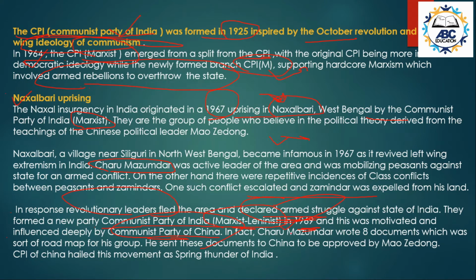In fact, ये पूरे struggle के time पे चारू मजुमदार, who we have discussed, leader of this particular uprising, he wrote historic 8 documents, and he had shared these documents with Mao Zedong, because basically ये पूरा जो नक्सलबारी अपराइजिंग है या ये जो पूरा आइडिया है of this uprising and all this armed struggle which this Communist Party of India is carrying out against the state, it is influenced by Mao Zedong, who is a Chinese revolutionary leader, and China also supported this movement which happened in India, and it termed it as the Spring Thunder of India. इस तरीके से चाइना और हमारे बीच में कोऑर्डिनेशन चल रहा था थ्रू चारू मजुमदार, because this whole ideology and this whole armed peasant revolt was influenced by the Chinese revolutionary leader who is called Mao Zedong.